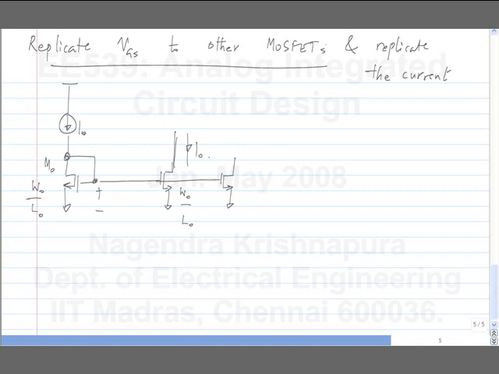Now if we ignore channel length modulation, it will be the same I0. If you have channel length modulation also, depending on the voltage at the drain of the MOSFET, the current will change a little bit. We will see how to get rid of that also.